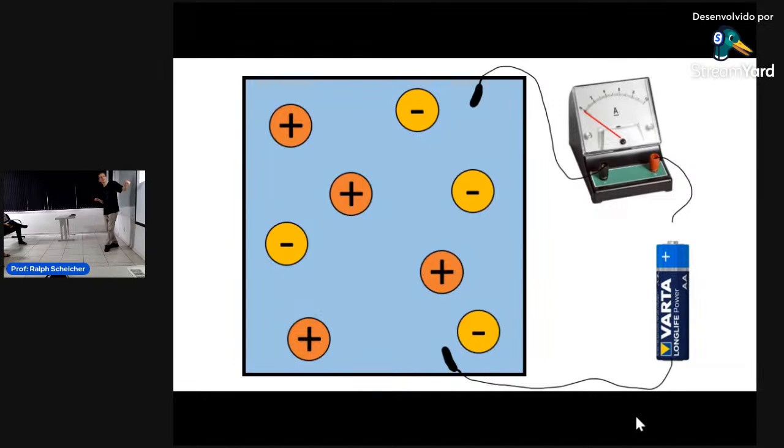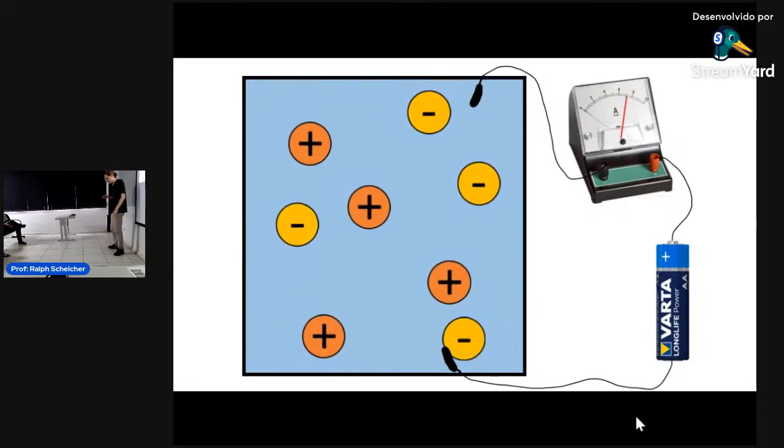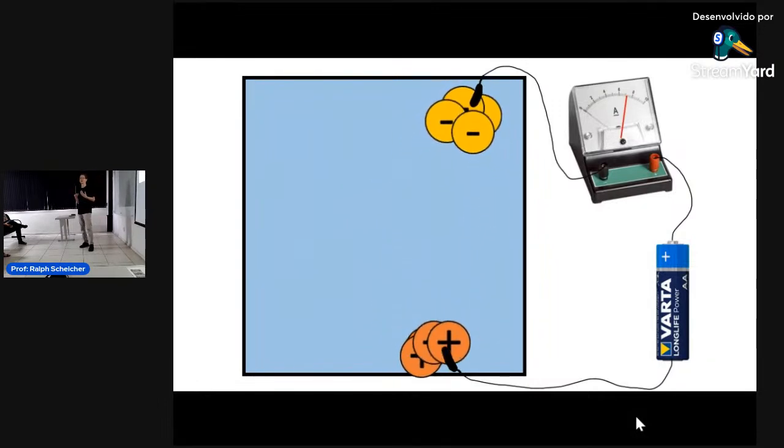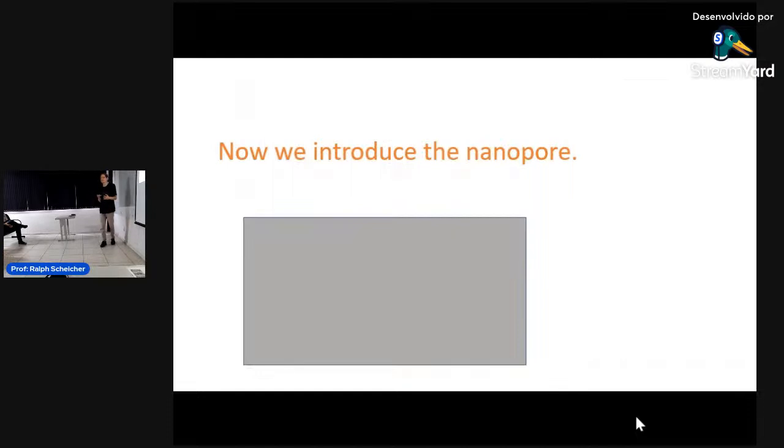Now, if we stick electrodes inside our container, positive and negative electrodes, and we have a voltage source and an ammeter, and we close the circuit, then what happens is that these ions will be attracted to the electrodes that have the opposing polarity. Okay, and we measure some kind of an ionic current with our ammeter. Okay, that's not so interesting. Let's introduce the nanopore now.